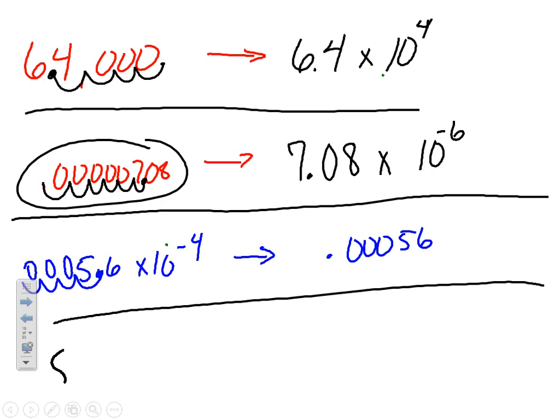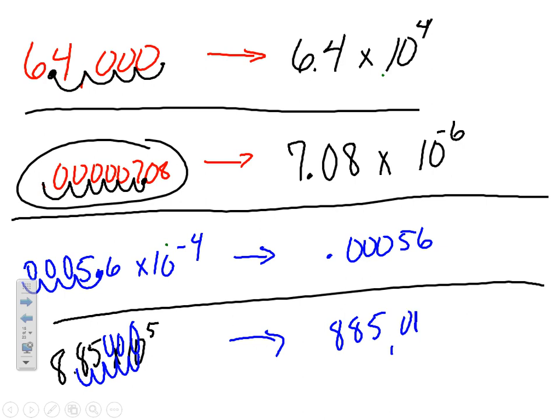Let's go 8.85 times 10 to the 5th. Well, right now we know that times 10 to the 5th, it's a positive exponent, so this number is going to be larger than 1. So we're going to move the decimal to the right, 5 times. So when we do that, we go 1, 2, 3, 4, 5. Fill in with zeros, and my answer this time ends up being 885,000.